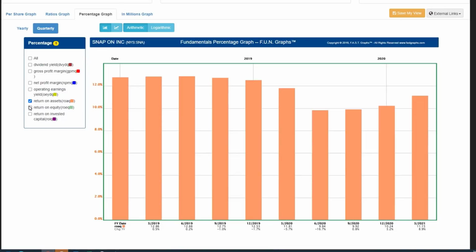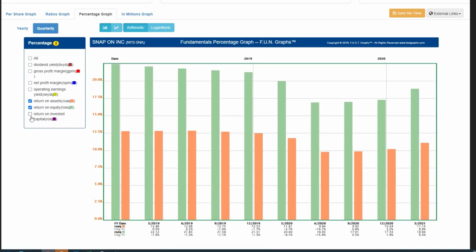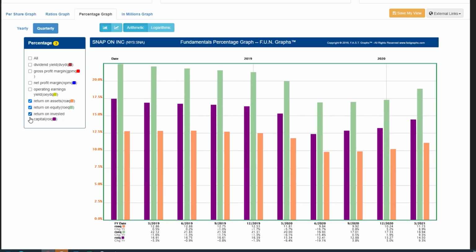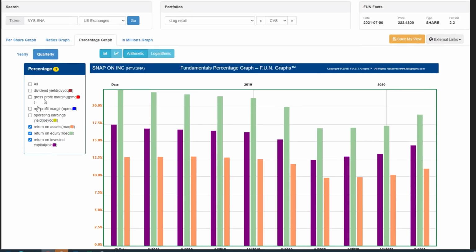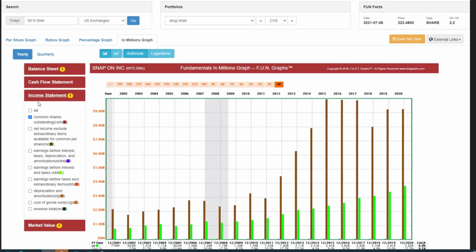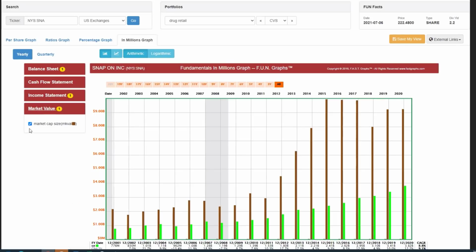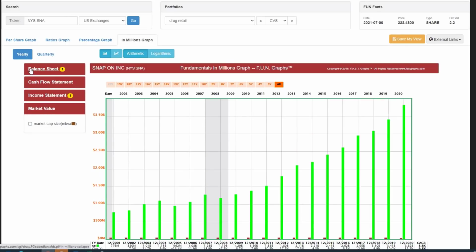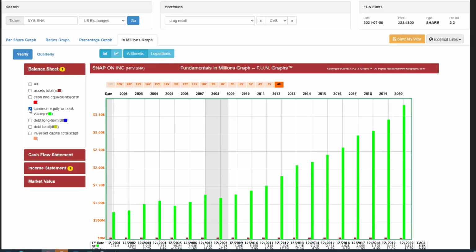But I'll look at things like returns on assets, returns on equity, returns on invested capital, and just try to see how healthy the overall business is. One thing I really like to do is go into the in millions graph, and one area in the in millions graph that I really like to look at is share buybacks. That's something I always go into.